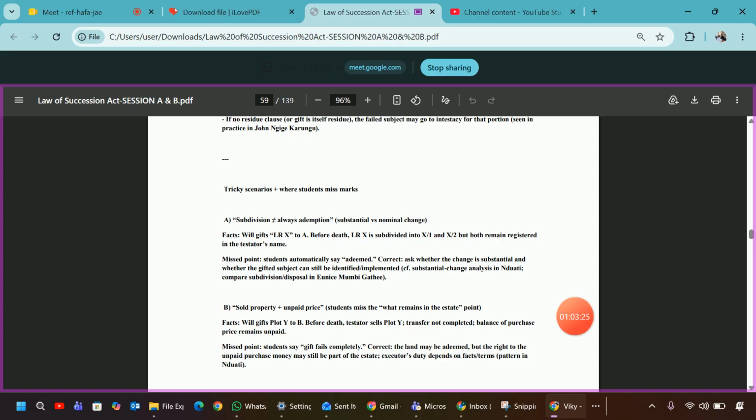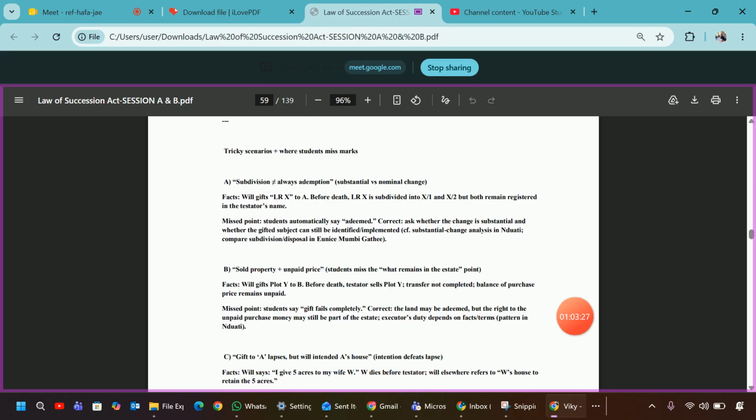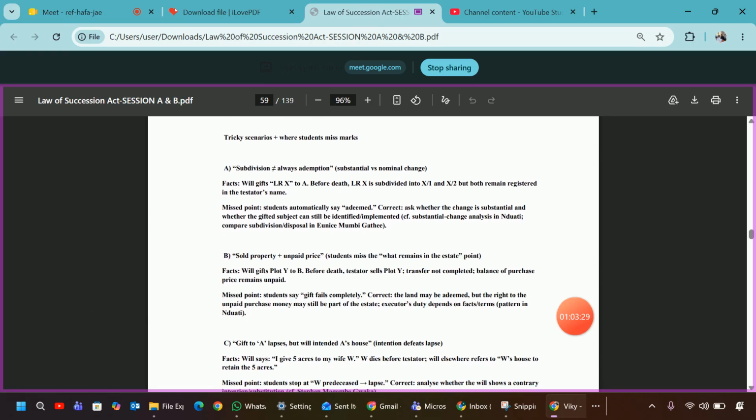Then scenario number B. We have sold the property plus unpaid price. Students miss the point of what remains in the estate. Facts are that a certain will gifts plot Y to B. Okay, so before death, testator sells plot Y.